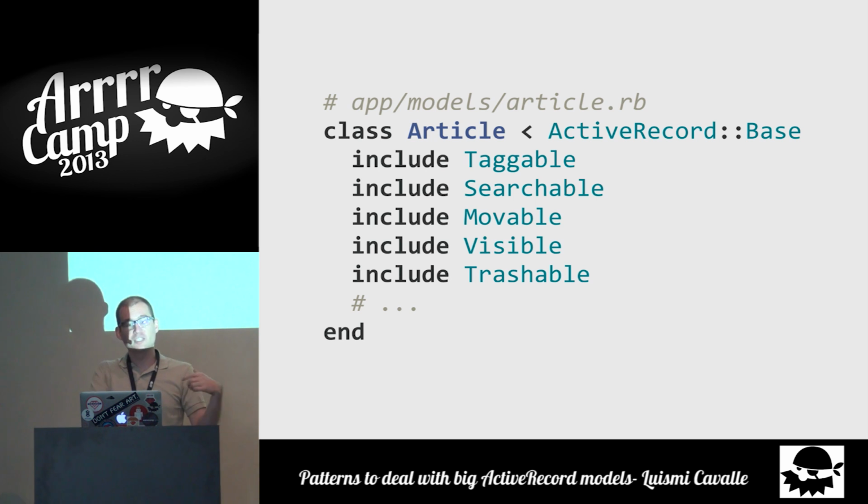None of these modules seem to be part of the basic nature of an article. You know, an article will be an article even if you don't have the functionality of tags or if you cannot search for articles or move them around and so on. There's potential for reuse. Even though we might not be reusing any of these modules right now, we can imagine how other models in our application could be taggable or searchable or movable or visible or trashable.